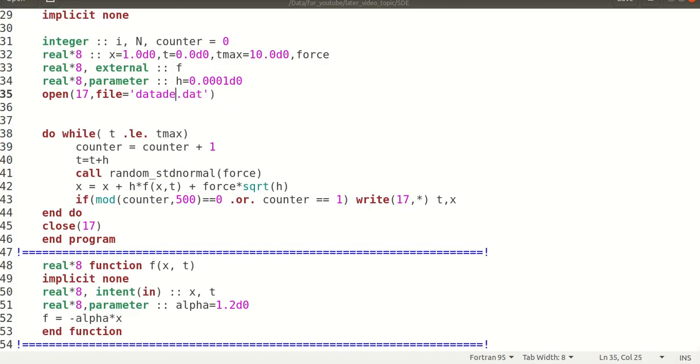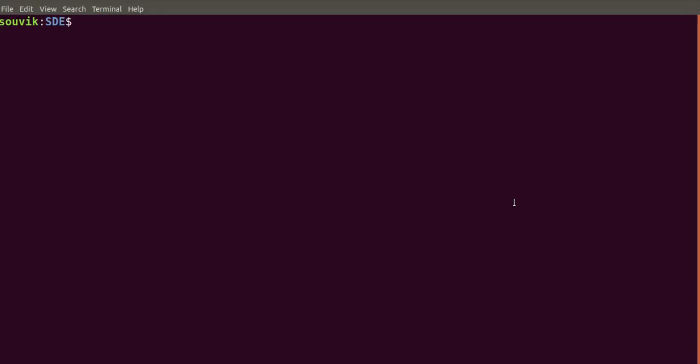Let's say the data name is data 1, and let's comment out this part. So now you have only this part in your integration; you are not using the Gaussian random number, so you switch that off also. So this is basically the ordinary forward Euler method, and you should get an exponentially decaying solution. So let me check that.